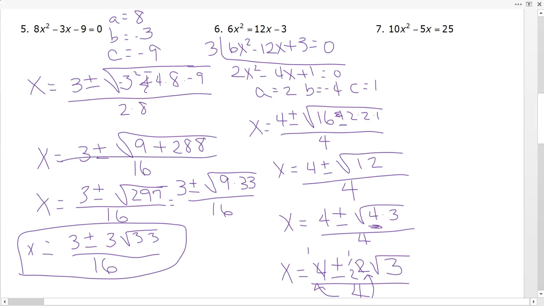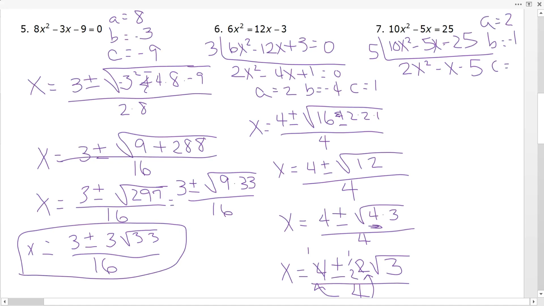Okay, number 7. I have 10x squared minus 5x minus 25. Greatest common factor, 5. 2x squared minus x minus 5. A equals 2, B equals -1, C equals -5. So x is equal to negative b, which is 1, plus or minus the square root of b squared minus 4 times 2 times -5 divided by 2 times 2.